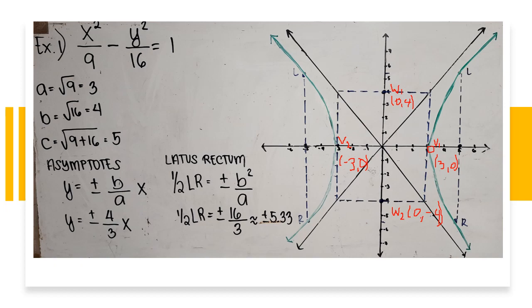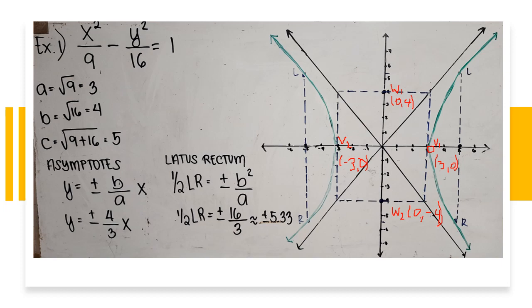we are to draw what we call the auxiliary rectangle. That is our basis for us to draw also the asymptotes. Okay? Now also, once you're done having your values of a and b, for you to get the value of c, this is your basis for you to plot the foci.